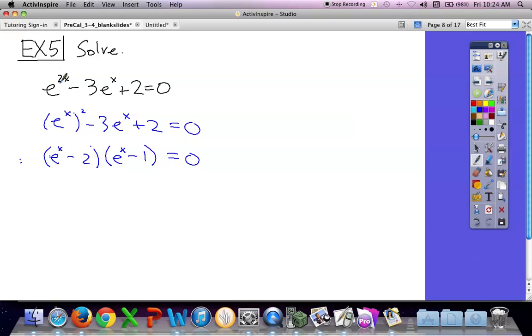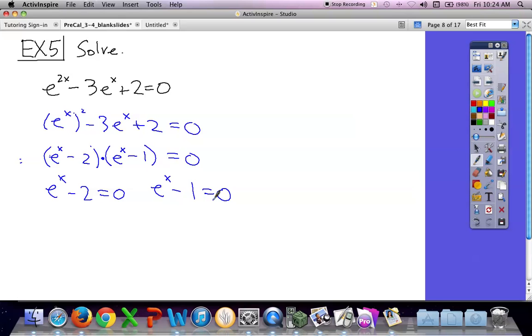So now we have to use the zero product property. We know that if a product equals 0, it must be that either e to the x minus 2 equals 0, or that e to the x minus 1 equals 0. It has to be one or the other. So solve those. Those are things you can isolate and solve.